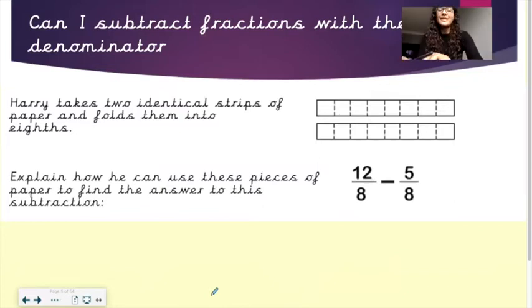Question. Harry takes 2 identical strips of paper and folds them into 8ths. Explain how he can use these pieces of paper to find the answer to this subtraction.